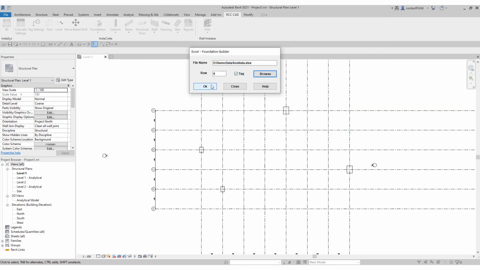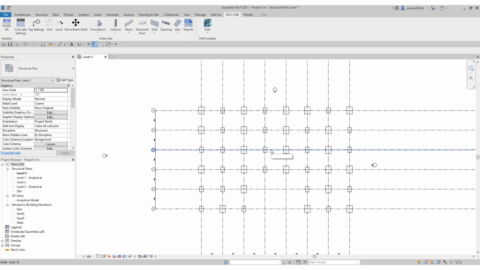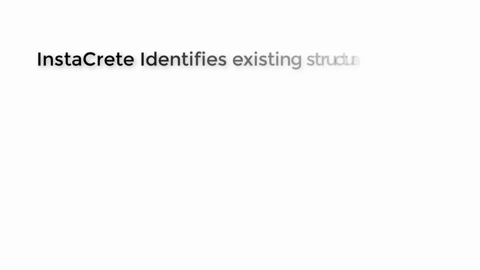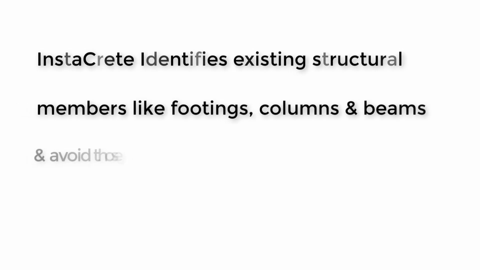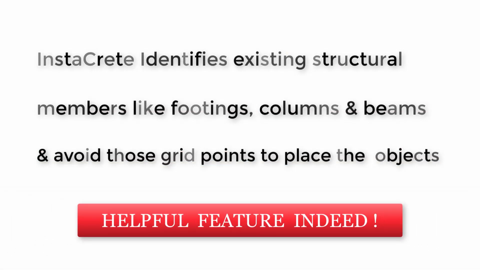Hit the OK button. This message says, there are foundations on these grid points. Hence InstaCrete will not place new footings at these places. This means InstaCrete identifies existing structural members like footings, columns and beams and avoids those grid points to place the new objects. Helpful feature indeed.